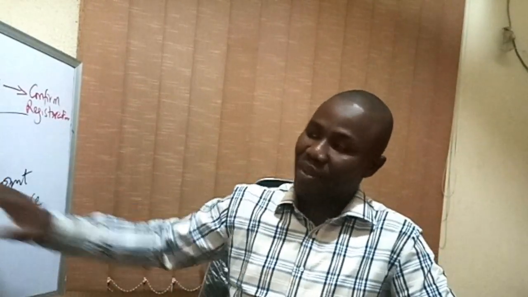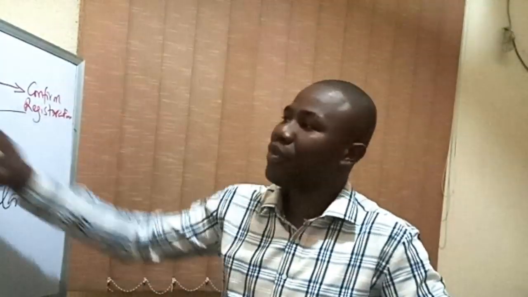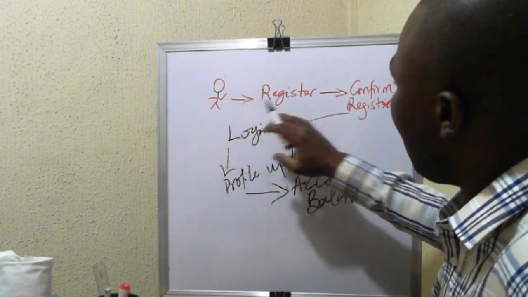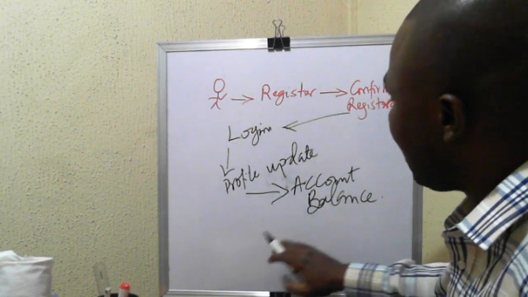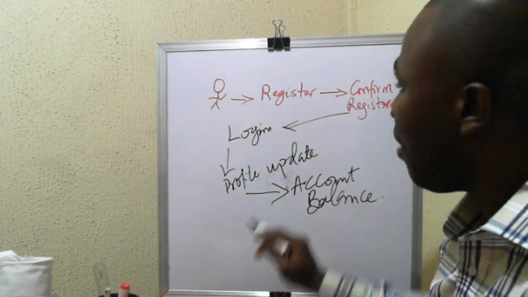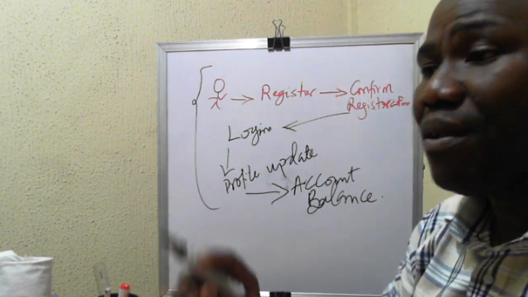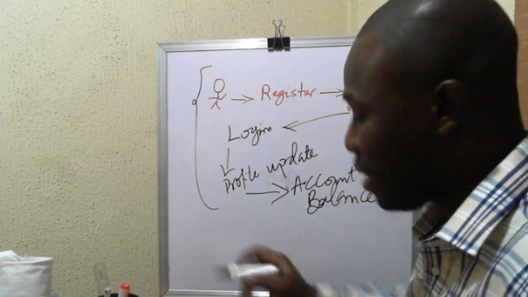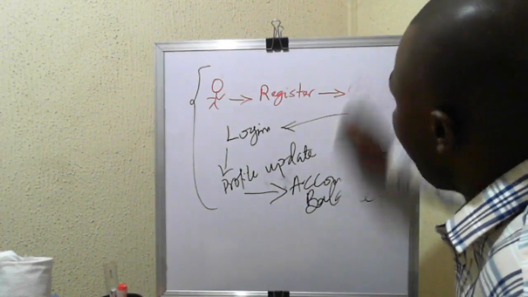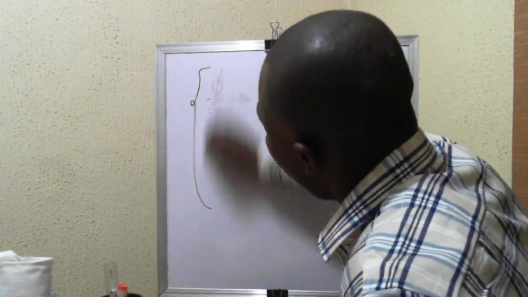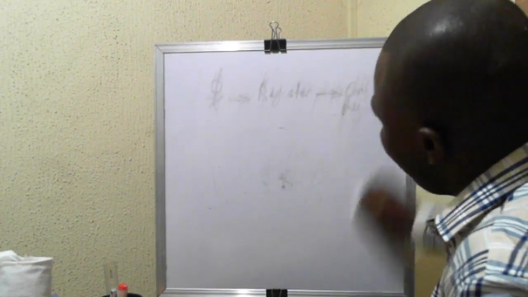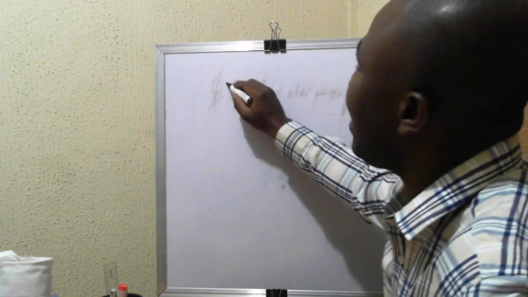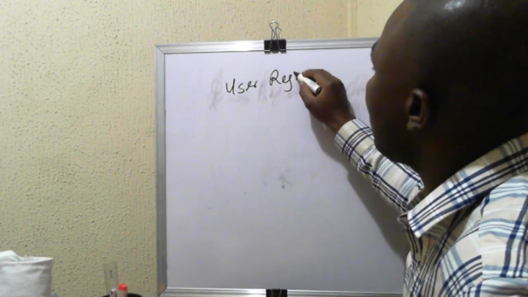So once you have broken it down like this, step 2 will be for you to begin to define what the programmer will do for you. Since you know there's going to be a registration, and after the registration a confirmation, a login, a profile update, an account balance, you can now combine all of this and tell the programmer, okay, my programmer, this application that I want to do, I want a user registration system in place.